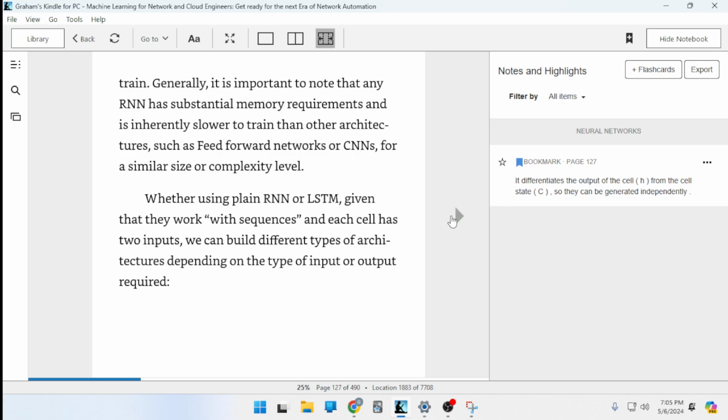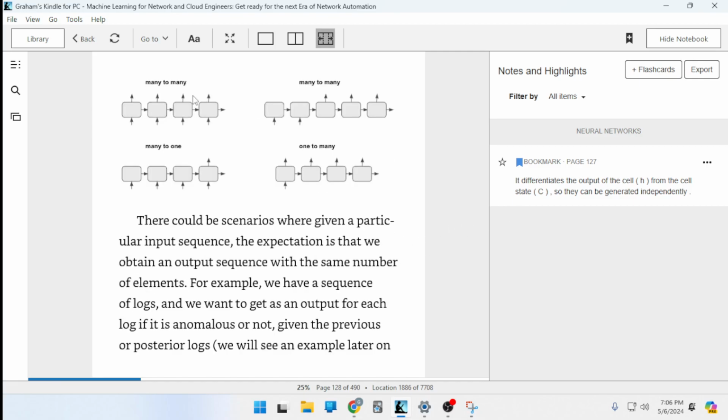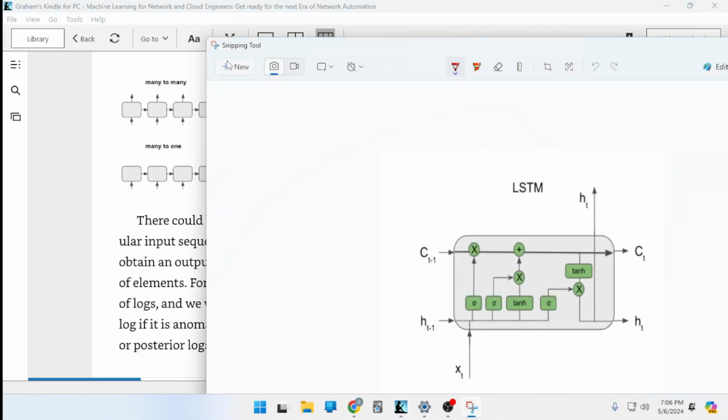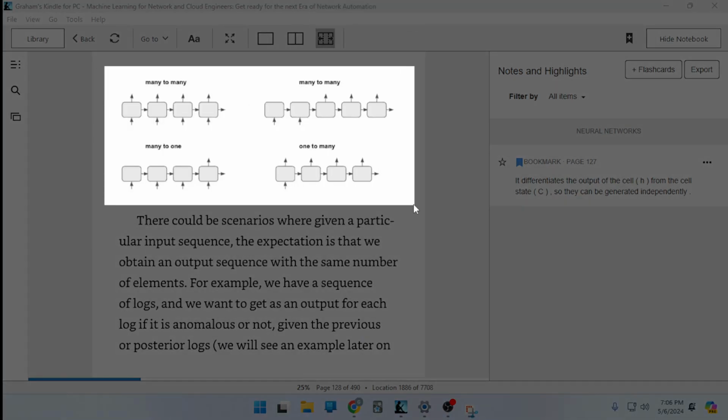Whether using plain RNN or LSTM, given that they work with sequences and each cell has 2 inputs, we can build different types of architectures depending on the type of input or output required. All right, so we've got many-to-many, and then we've got many-to-one and one-to-many. So let's see what the AI says about that.